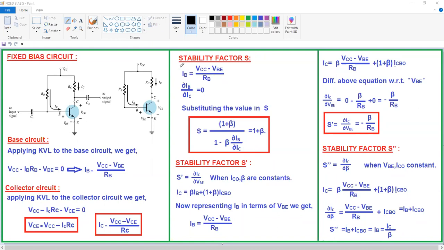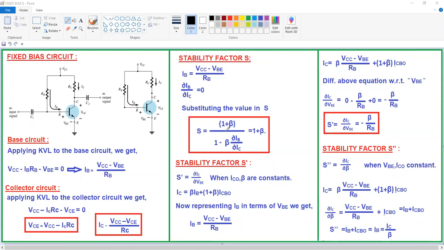If you differentiate this equation with respect to IC, VCC is constant, and the differentiation of a constant is 0. VBE is also constant when you are determining the stability factor S. Why? Because stability factor S is defined as the ratio of output current to the reverse saturation current whenever input voltage VBE and gain beta are constant. From the definition, VBE is constant, and the differentiation of a constant is 0. So that's why dou I by dou IC will become 0.